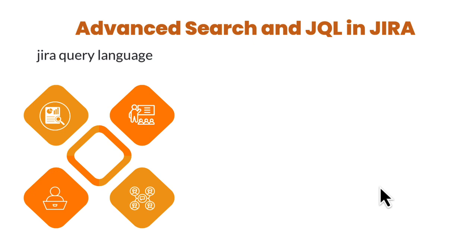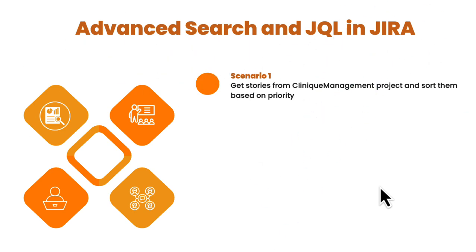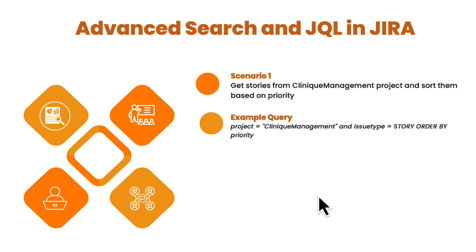For example, we can use an order by clause to sort the result list. Let's take a scenario. Get stories from the clinic management project and get them sorted based on the movement of status from one category to another. Example query would be project equals clinic management and issue type equals story, order by created, which means that it will show you all the issues that are part of the clinic management project, and the ones that got created last are shown first.